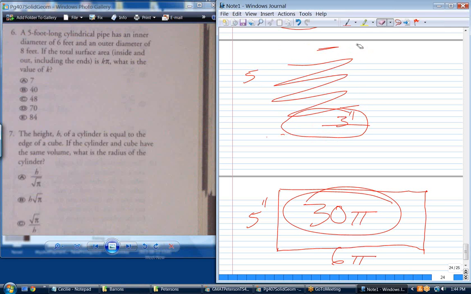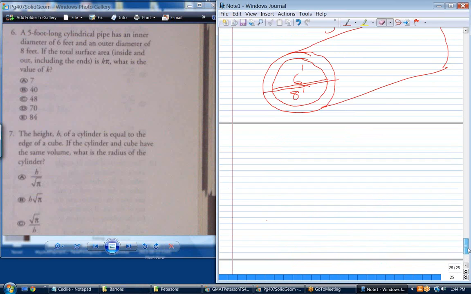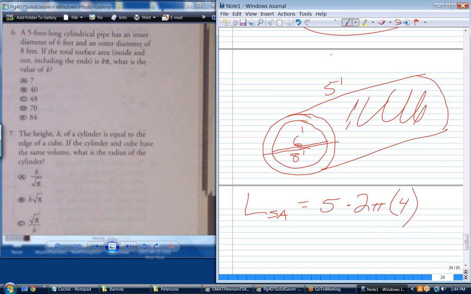So let's go back to our original problem, which is all about surface area. So what's the outside surface area on this pipe? It's 5 times 2 pi 8. 4, because the diameter is 8. Oh, 4, sorry. So the radius is 4. So the lateral surface area of the outside of this pipe is 40 pi.